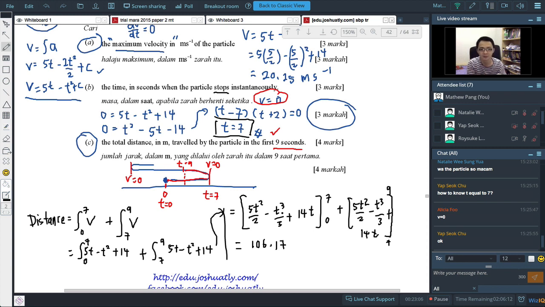Then I will plus, I substitute 9 into here, and then I minus, substitute 7. 7 I already have, it is 106.17. Then we need to substitute 9 into here again. So we have 5 multiplied by 81 over 2 minus 9 to the power of 3 over 3 plus 14 multiplied by 9.